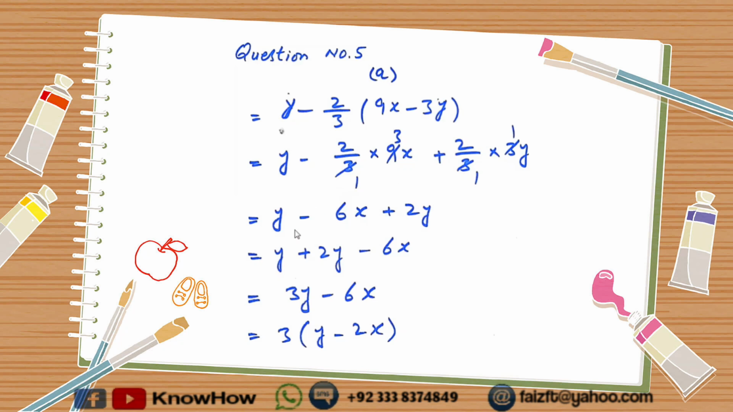The next step is to group up the similar type of variables. 5 plus 2y minus 6. So these two variables can be added together. Plus plus is plus, so 2y plus y is 3y, and minus 6. The next step is we have to see whether these two numbers are divisible by the same table, that is 3. So we write 3 as common and then write y minus 3 twos are 6, 2 and x. So 3 bracket start y minus 2x is our answer.